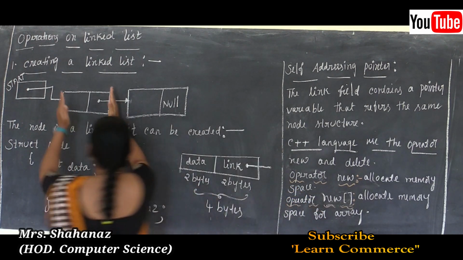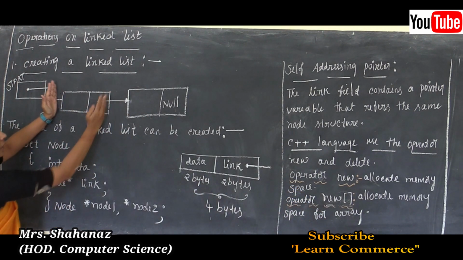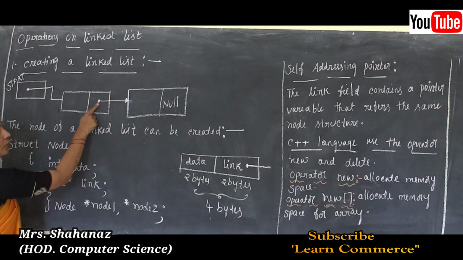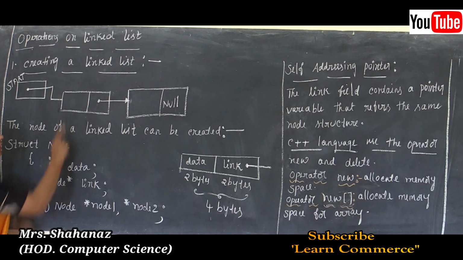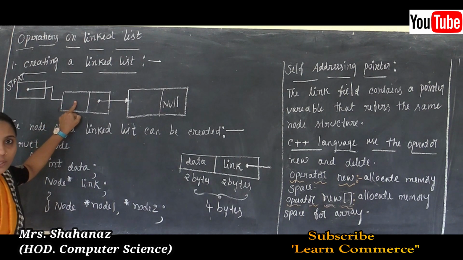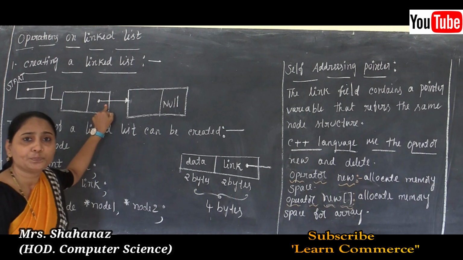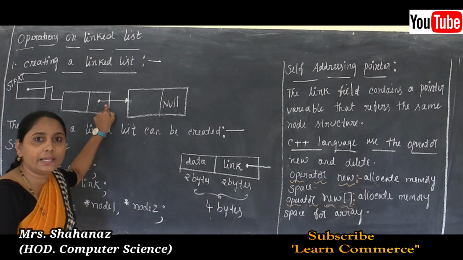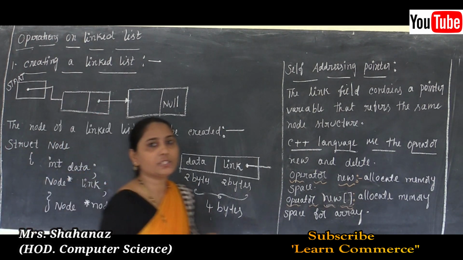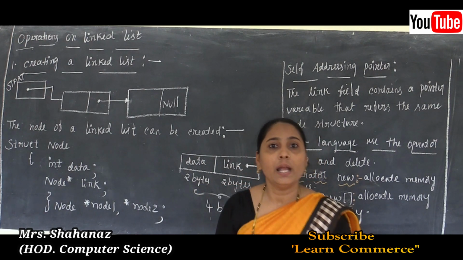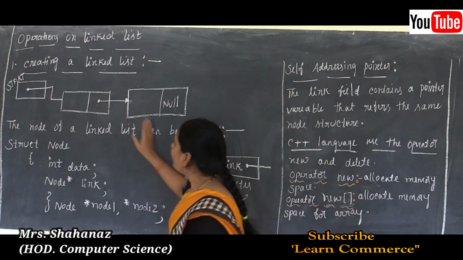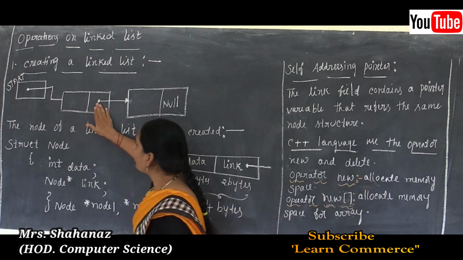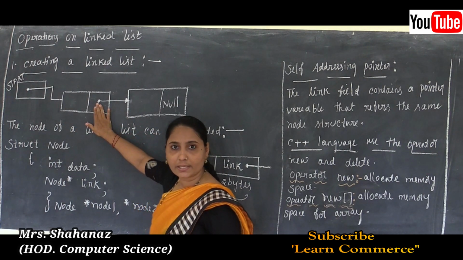This is an example of a node, and in each node two fields are there. The node is composed of two fields. One is called the data field and the second one is the address field, the address of the next node, or we can say the reference of the next node. So this is about the data and the link in the linked list.